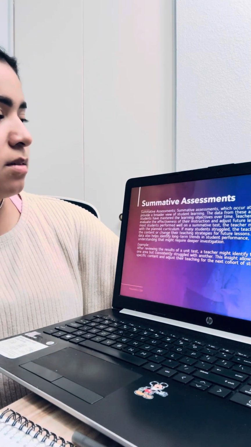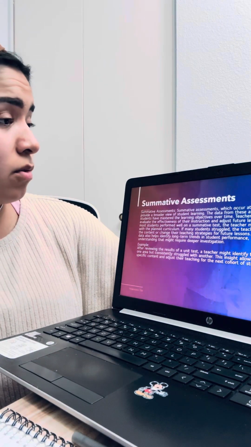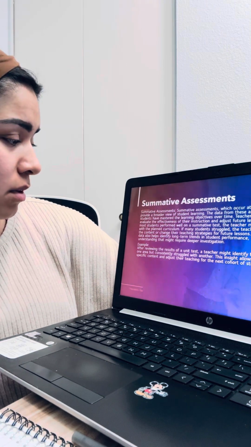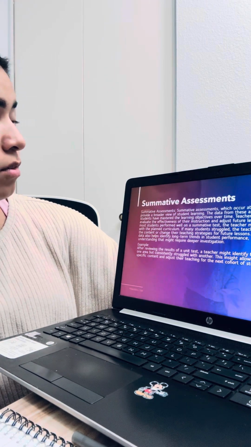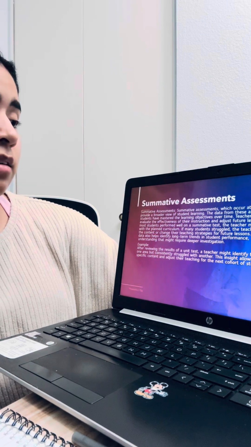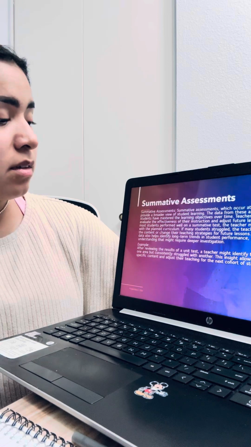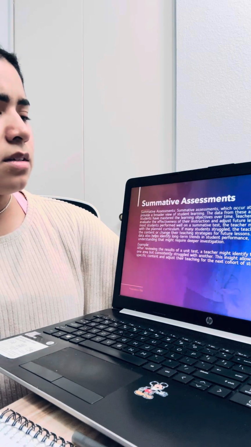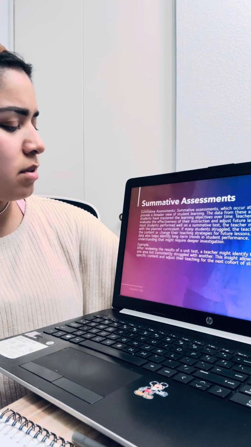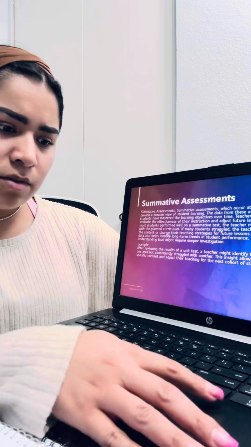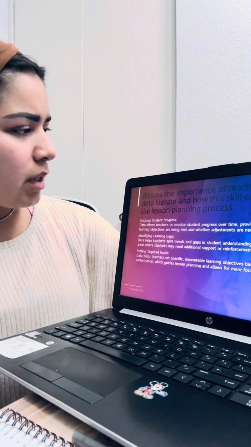Summative assessments, which occur at the end of a unit or term, provide a broader view of student learning. An example is after reviewing the results of a unit test, a teacher might identify that students excelled in one area but consistently struggled with another. This insight will allow them to revisit that specific content and adjust their teaching to the next cohort of students.